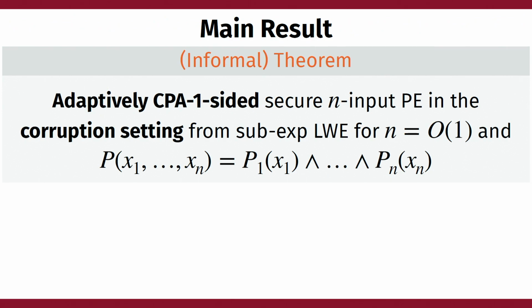So we obtain adaptively CPA one-sided secure multi-input predicate encryption, but now the number of inputs must be constant, and we tolerate up to n-1 corruptions. We still use sub-exponential WE.